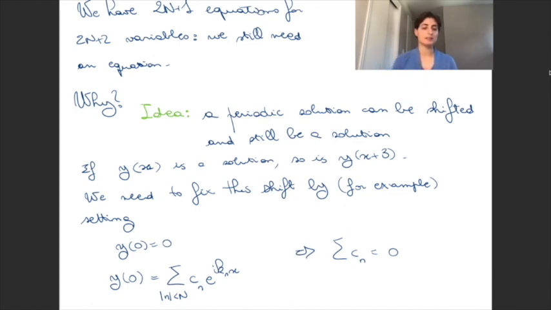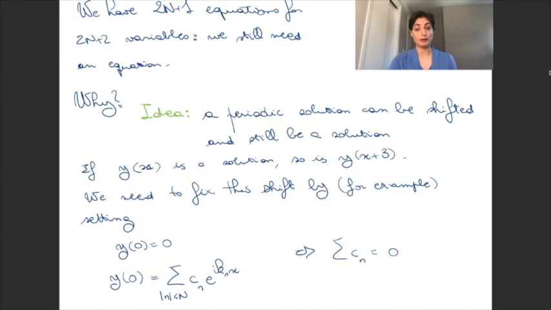One possibility is setting the value of y at time 0. It's easy, and for the van der Pol that works, so that is what we're going to be doing. We add an equation that y at time 0 is equal to 0. And we check what it means with respect to the Fourier coefficients, and we find that it means that the sum of all the Fourier coefficients must be equal to 0. So they have to cancel out.